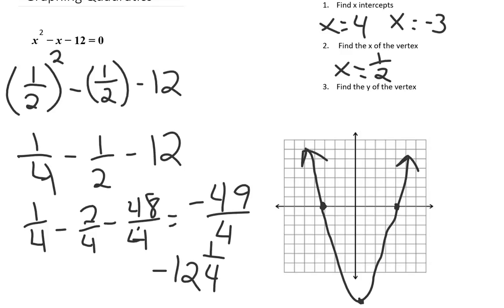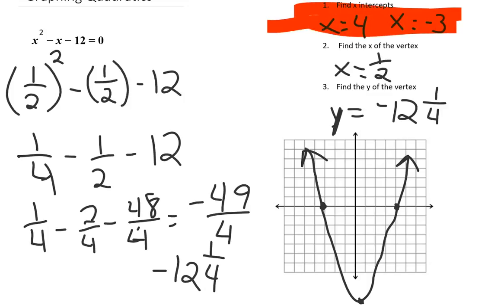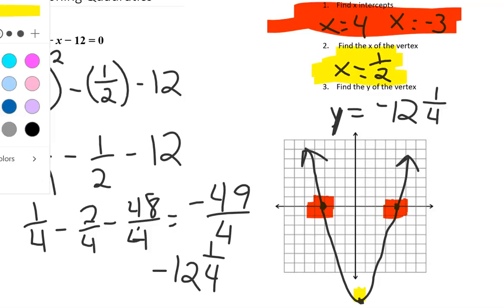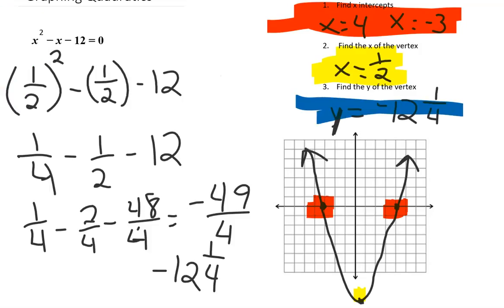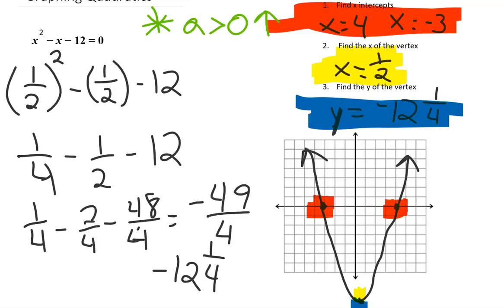So the three major things we have to do when we are graphing a quadratic is we've got to find my x-intercepts, which we found here. Then we've got to use the vertex formula and find my x value, which was the x of this point. And then I plug it back into the function to find my y value, which would be the second half of this point. And then a little food for thought. Remember, if a is positive, it faces up. If a is negative, it faces down.